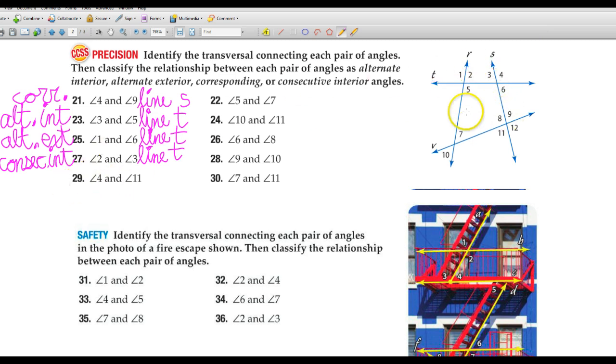And number 29, 4 and 11. So we have a different transversal this time. Line S makes contact with both of those angles. And 4 and 11 are on alternating sides of the transversal, so they're alternate. And the interior of lines T and V would be these angles in here. The exterior would be up here and down here, so those are in the exterior.